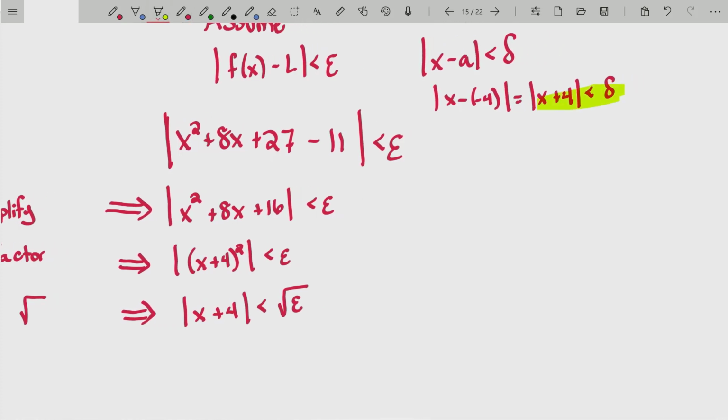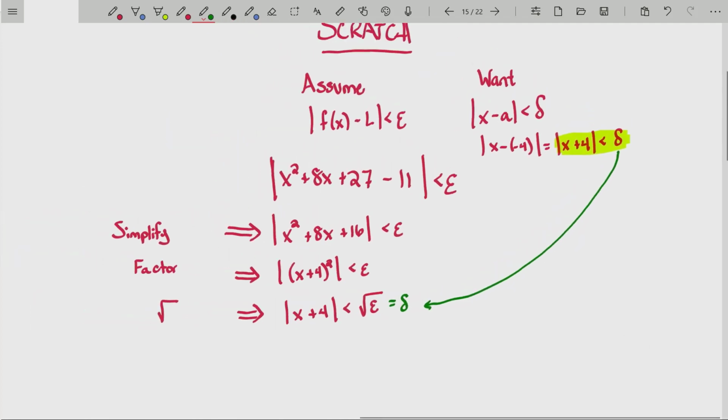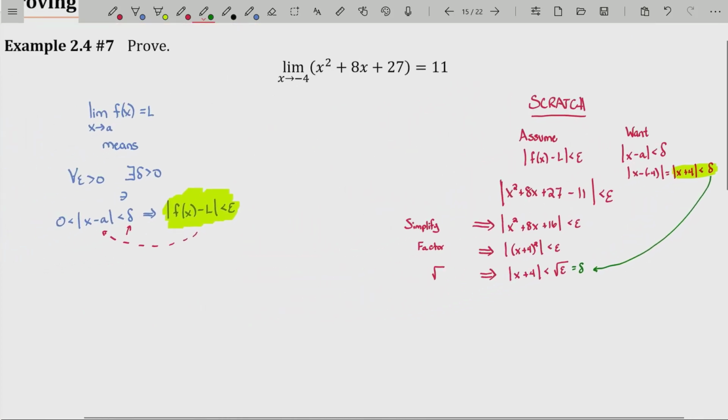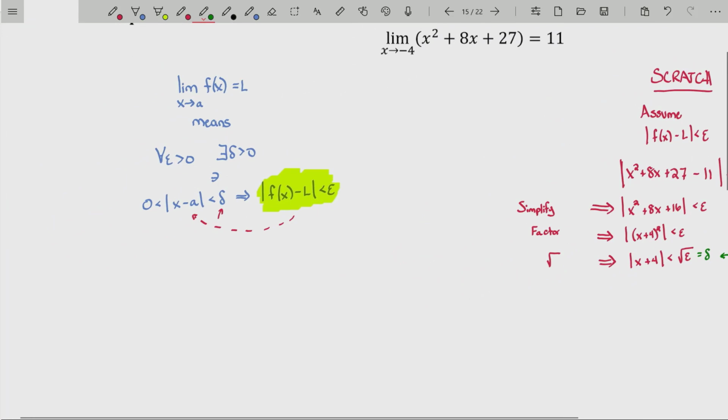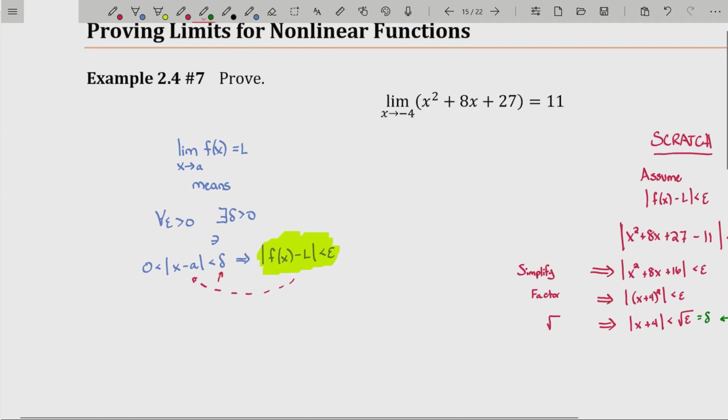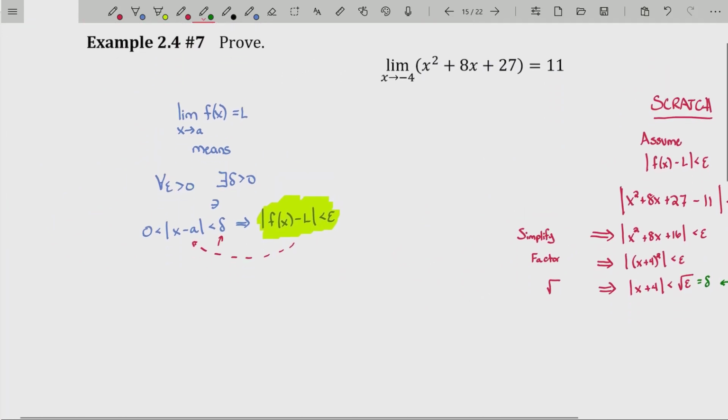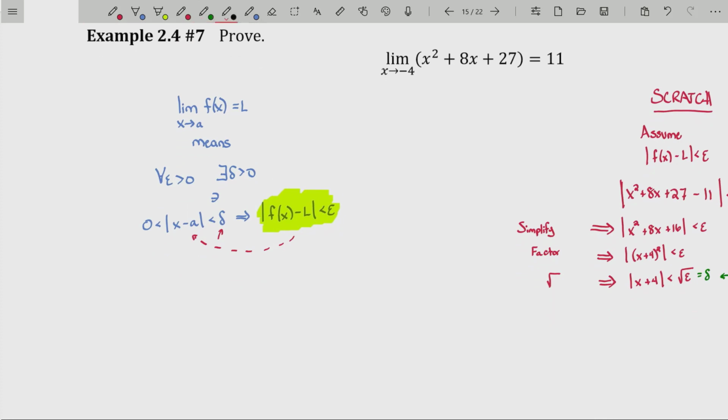I wanted to find out what is the distance between x and -4. I need that to be less than something. I found out what it is less than. It's less than the square root of epsilon. So that's going to be my choice for delta. Now at this point, you might be thinking, I thought you said this was going to be hard. It's not too terrible with this example, but it is a nonlinear limit. It's a quadratic limit. So let's go ahead and write out our proof.